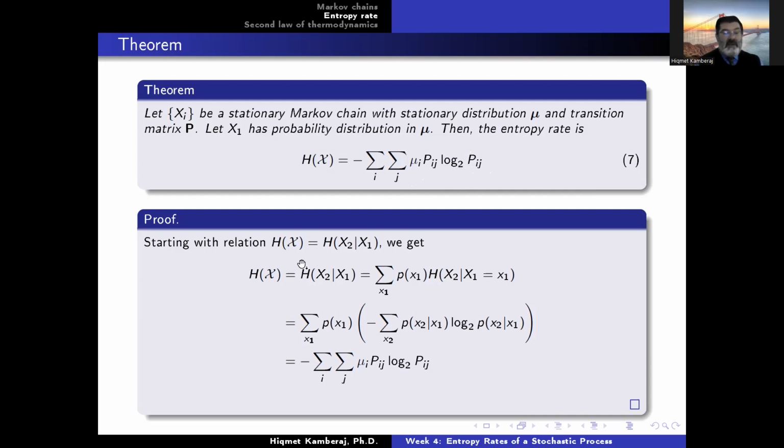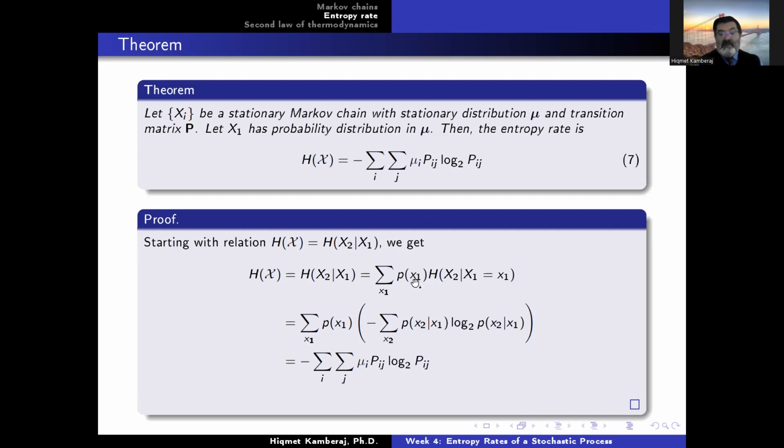Right? Now, starting with the relation, the entropy rate of chi equals the entropy of X2 given X1, then we get the following. By the way, on the definition, when I say X1 has the probability distribution mu, X1 could be any of these Xi's, all right? Then we have the entropy rate. So I continue now. The entropy rate H of chi is equal to H of X2 given X1, then the sum over all X1s, all right? So X1 is just a picked one, one of them.